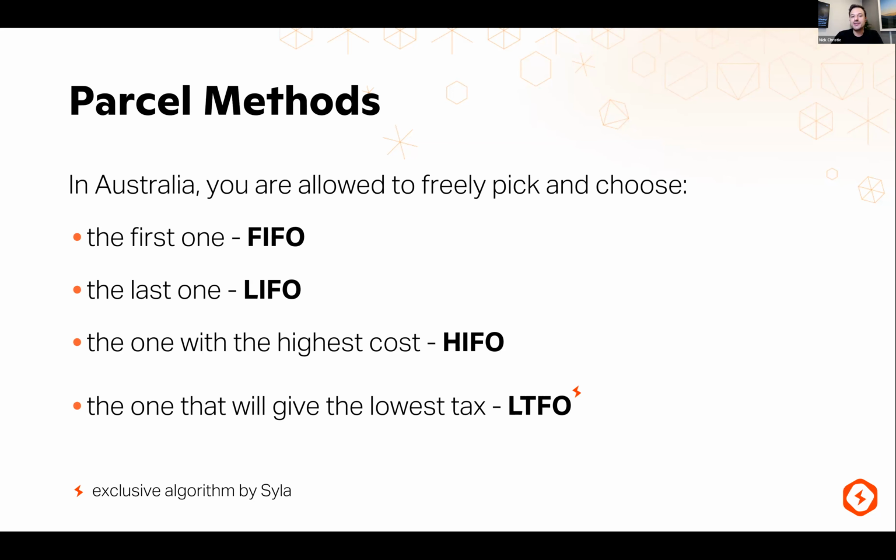And then what we've developed at Syla is what we call lowest tax first out. We actually look at all the parcels that exist, simulate it, and decide which one is actually going to give you a lower tax outcome. When we do that, we're also taking into account things like, is the CGT discount applicable or not? What's the cost that you purchased it at? And anything else that we need to factor in. So you don't have to think about whether to choose this one or that one. You just apply this algorithm and it chooses the one that's always going to give you a better tax outcome at the end of the day.